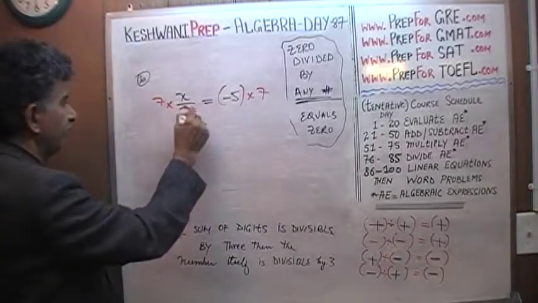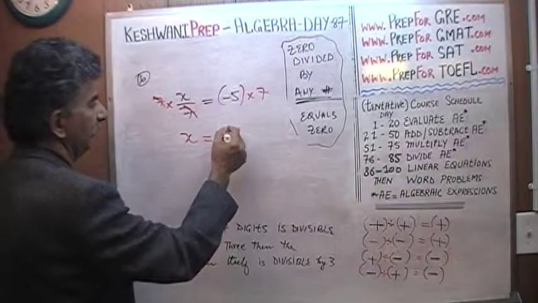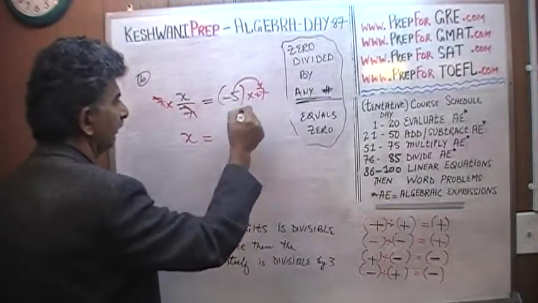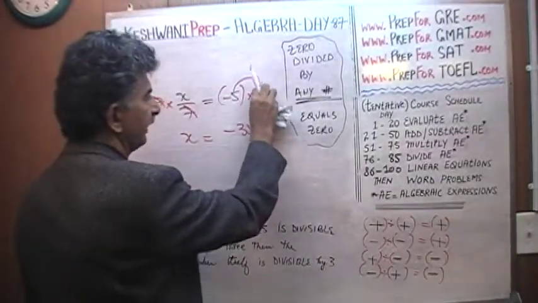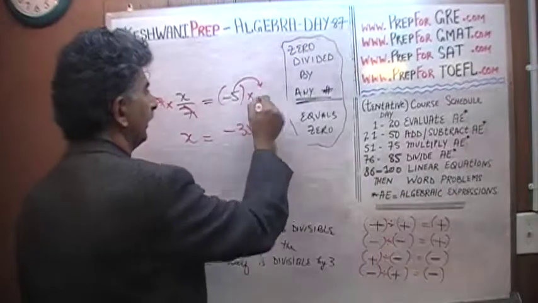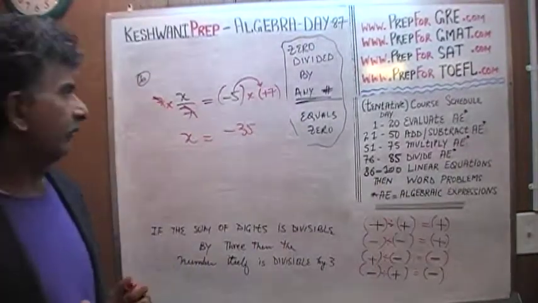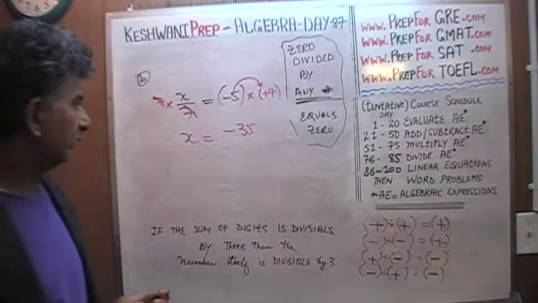So this 7 cancels out with this 7, and x equals negative 5 times 7. 7 times 5 is 35, and negative times positive is negative. This 7, when we wrote 7 here, is technically positive 7. We just didn't bother to write the positive sign in front of it, because most people don't. It's just understood that if there is no sign in front of the number, it's positive.